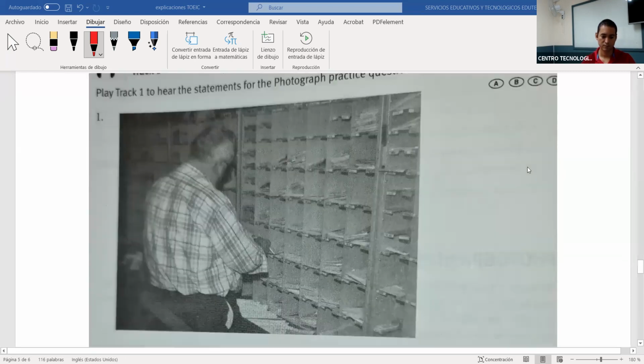A, He is sorting envelopes into the boxes. B, All of the boxes are filled to capacity. C, He is writing letters to his colleagues. D. The squares are stacked on top of each other.